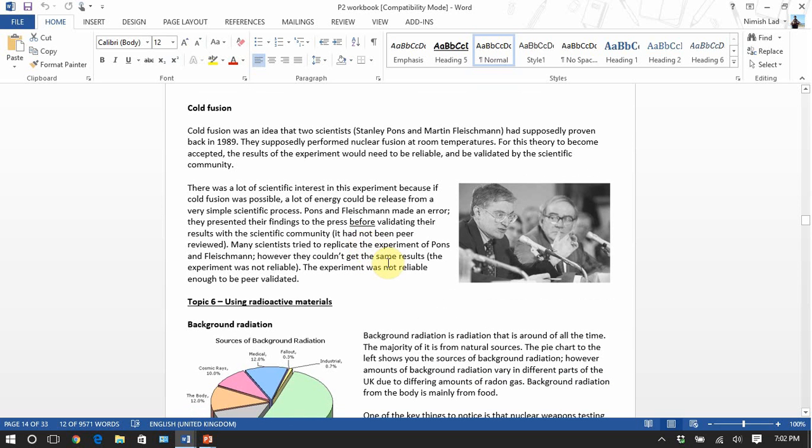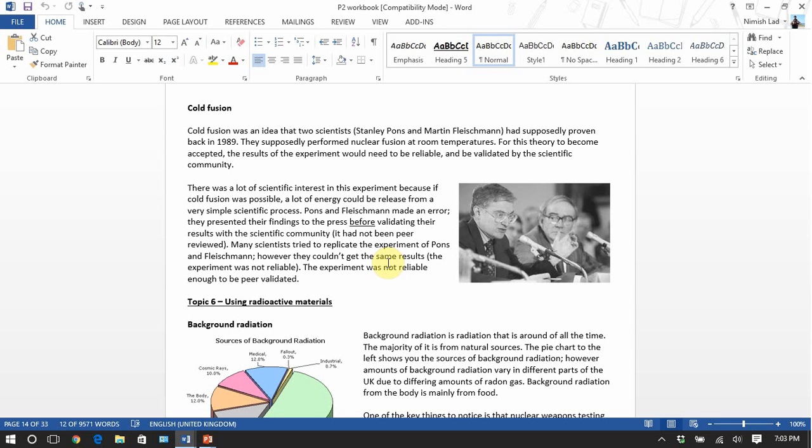Cold fusion. So a very small part of the topic. Cold fusion was an idea put forward by 2 scientists called Stanley Pons and Martin Fleischmann. Whenever they ask questions about this, it's generally about the validity of scientific evidence rather than this experiment itself. So you don't need to know much about the experiment that Pons and Fleischmann did. The key thing is that they thought that they actually found cold fusion. So in other words, being able to do fusion on Earth. They didn't. The experiment was not able to be replicated, so it could not be peer reviewed.